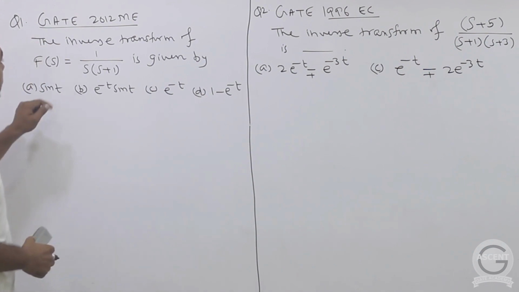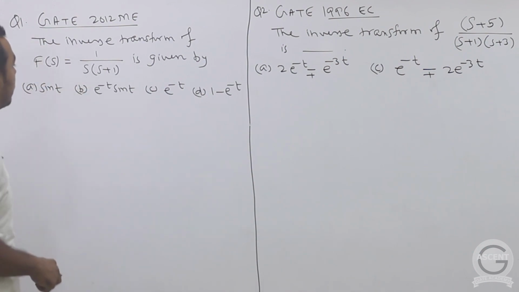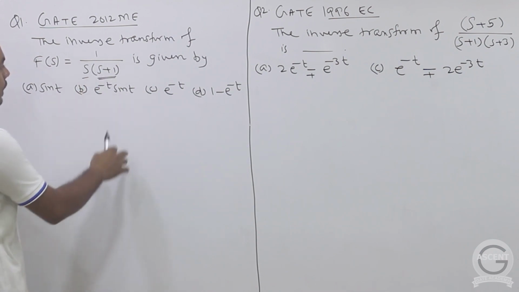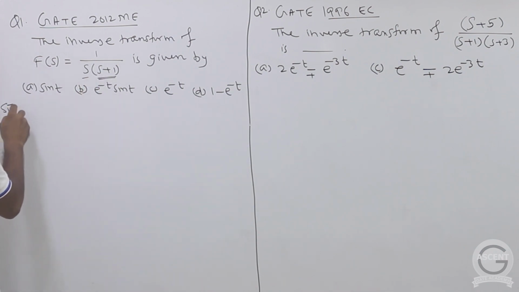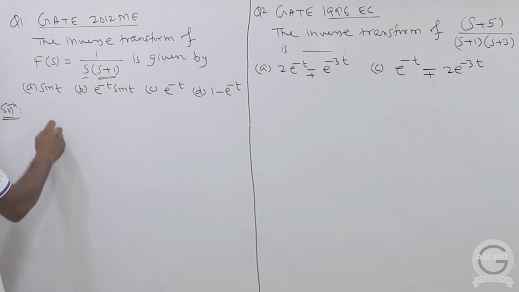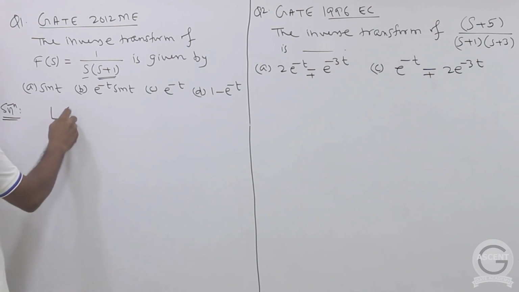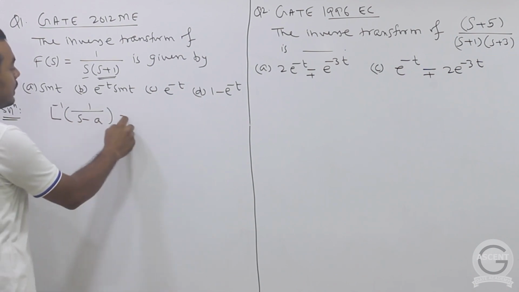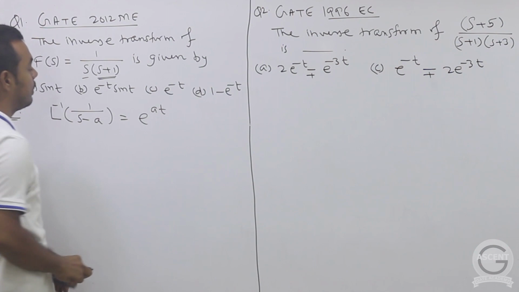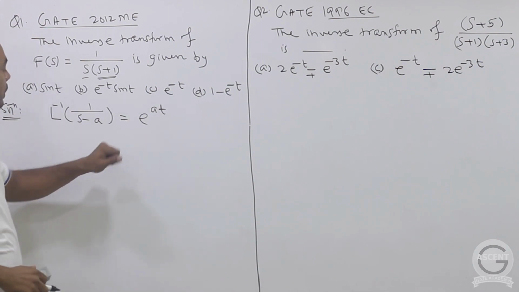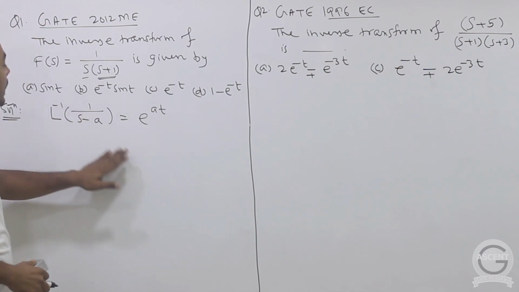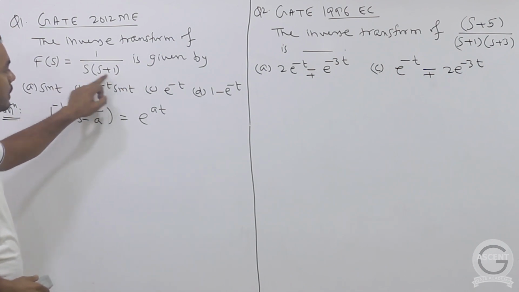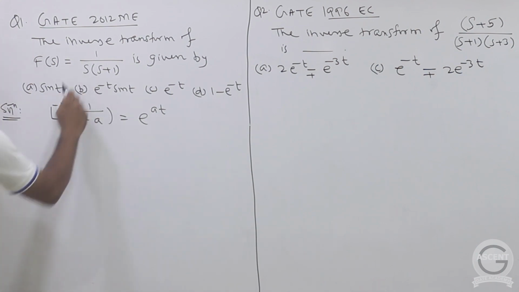So the first question is, the inverse transform of this function is given by F(s) is 1 by s into (s plus 1). So we have to find the inverse transform of this function. So see here, the first step will be, we know that Laplace transform of e to the power at was 1 by s minus a. So we have to use this formula, but before that we have to separate this denominator, we have to do the partial fraction of this.